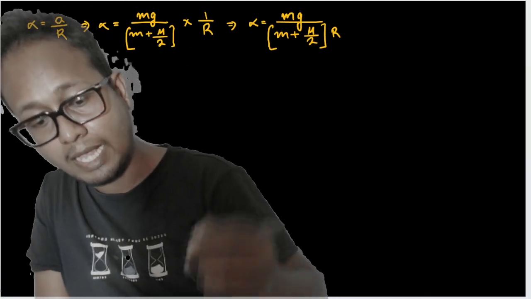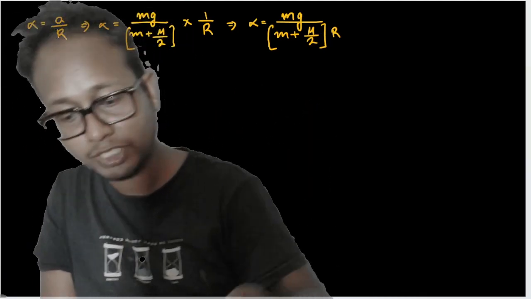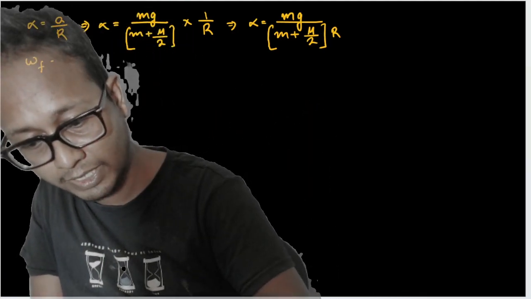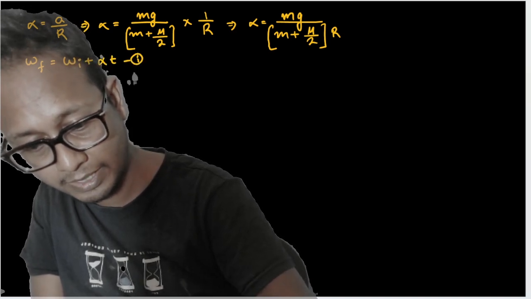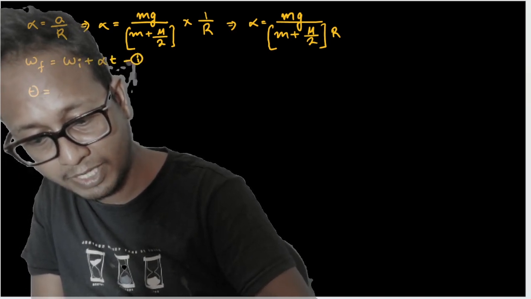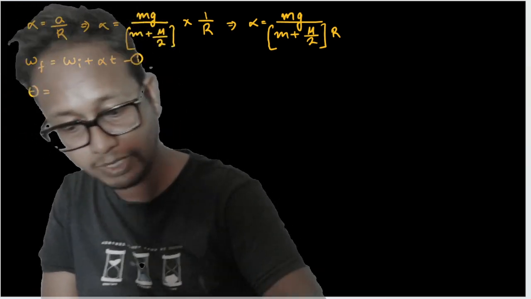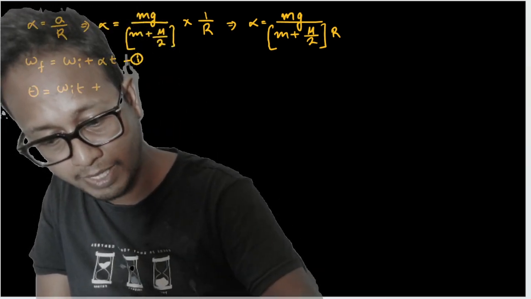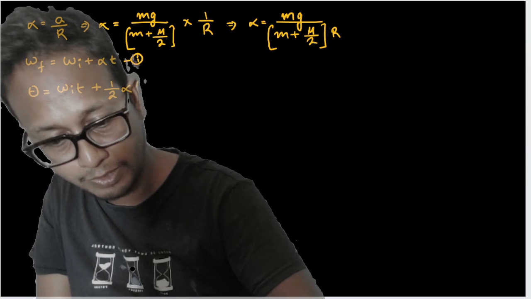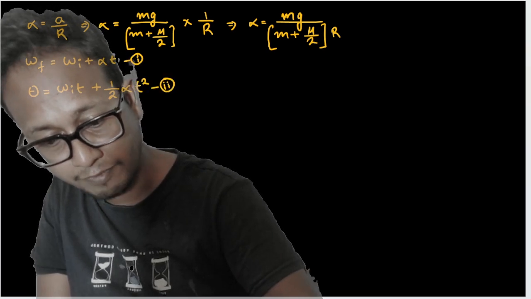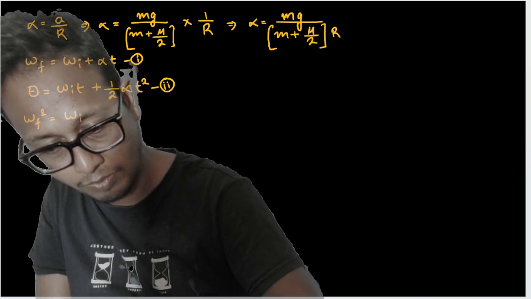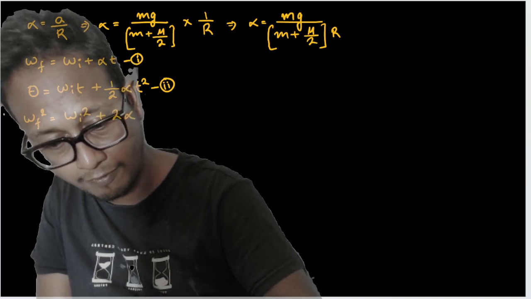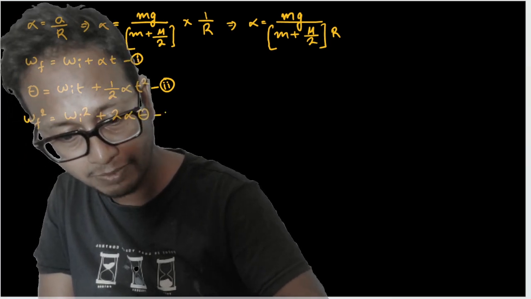And the rotational equivalent of these formulas in rotational mechanics is: final angular velocity is equal to initial angular velocity plus angular acceleration into t, isn't it? Then angular displacement is equal to initial angular velocity into time plus half angular acceleration into t square. And final angular velocity square is equal to initial angular velocity square plus 2 alpha into angular displacement.